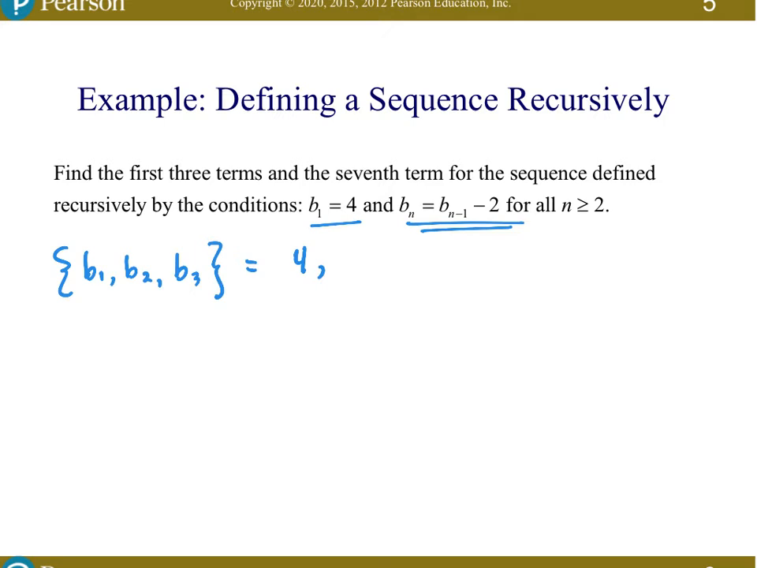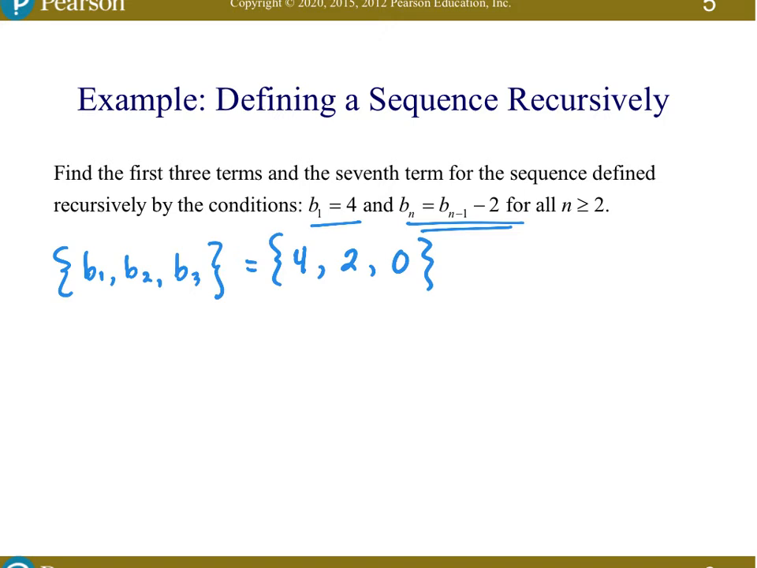B1 is given to be 4. After that, I take the value of the previous term and I subtract 2. And then I take the value of that term and I subtract 2. So the first 3 terms are 4, 2, 0. Well, what about the 7th term?